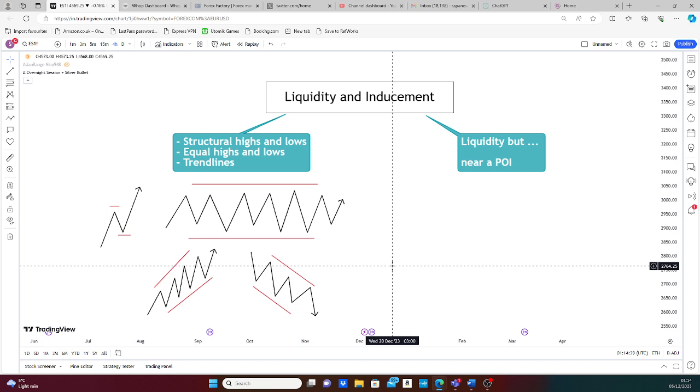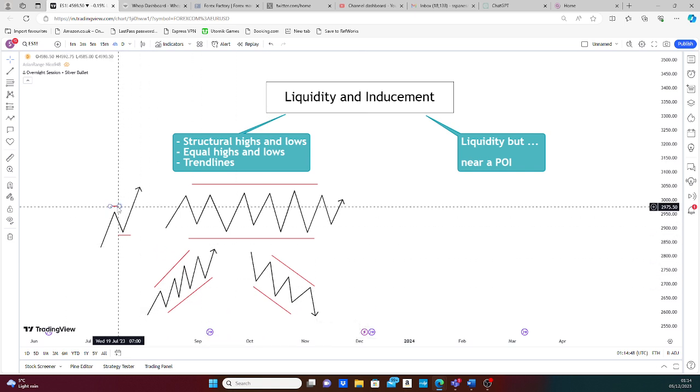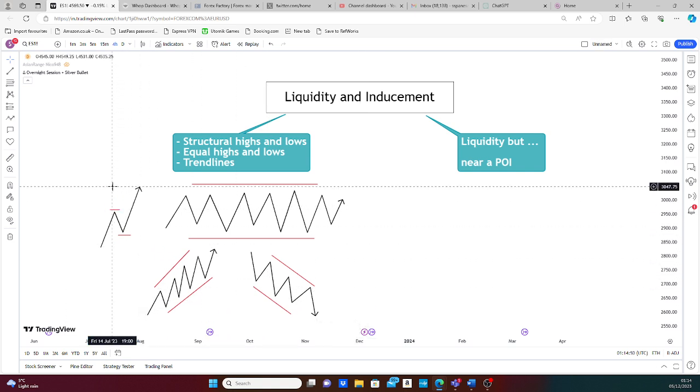We see equal highs and lows over here. We see trend lines, upward sloping and downward sloping, both respectively represent liquidity pools. And we see structural highs and lows as well, which also serve as liquidity points, okay?